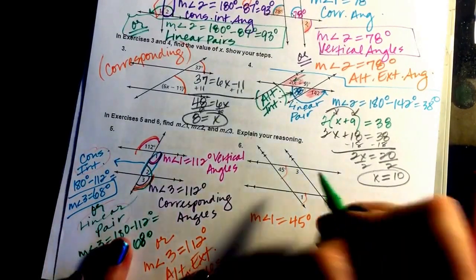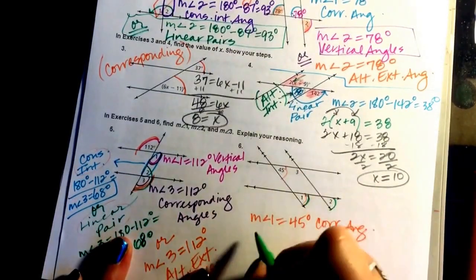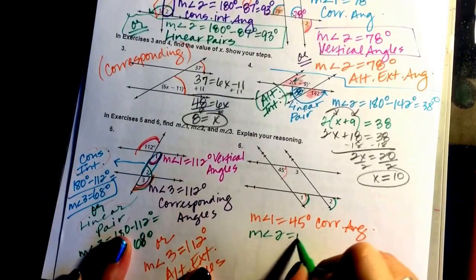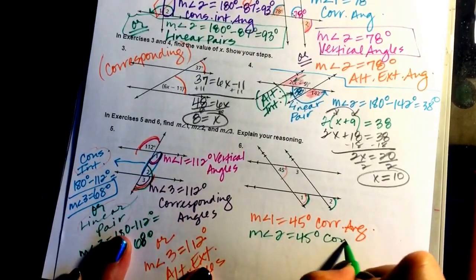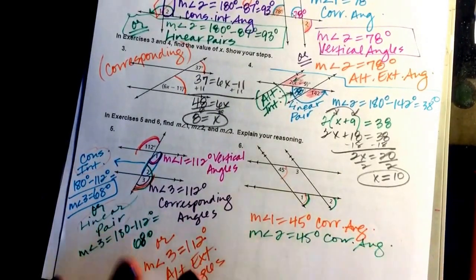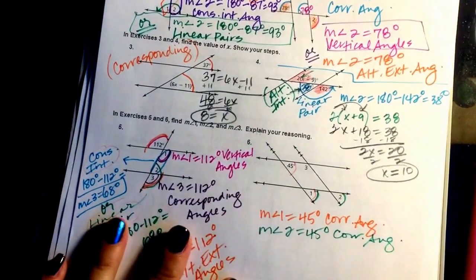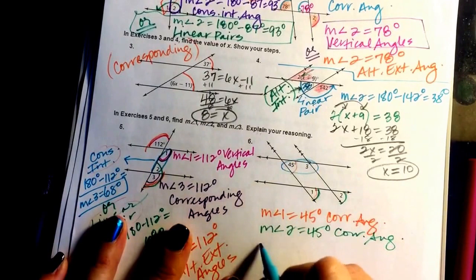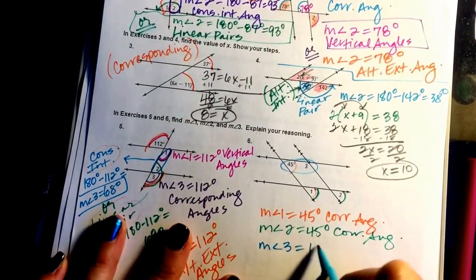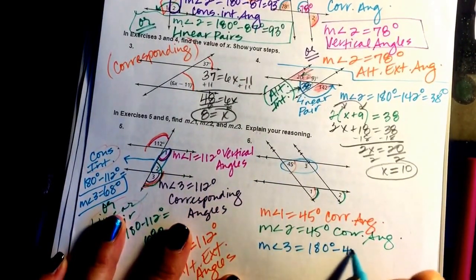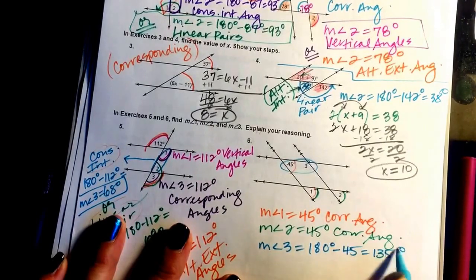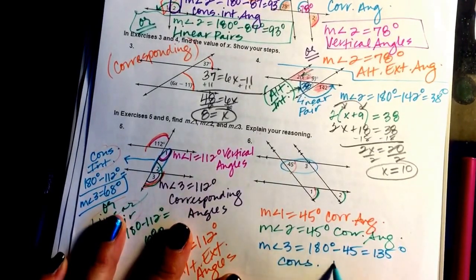I know the measure of angle 1 is 45. How about 1 and 2? Those correspond too. Those are corresponding angles. I got to go into consecutive interiors here. The measure of angle 3 is going to be 180 minus 45, which would put me at 135 with the consecutive interiors.